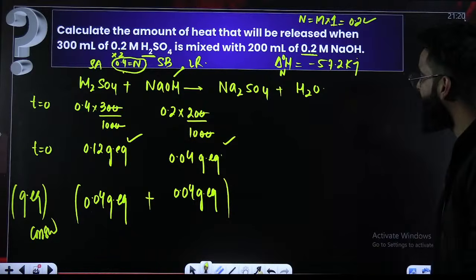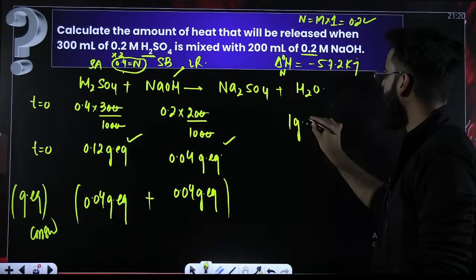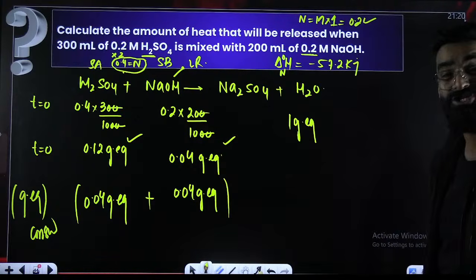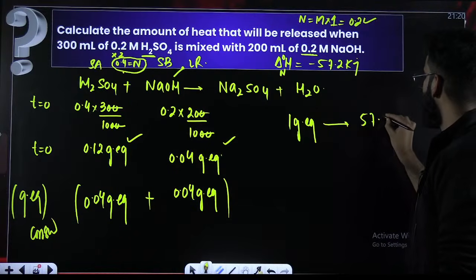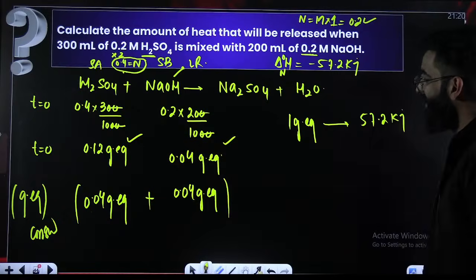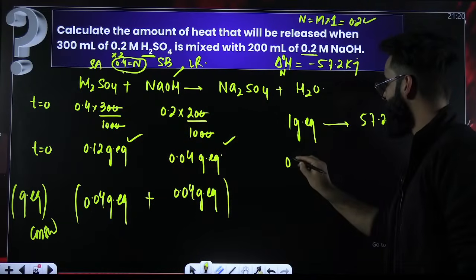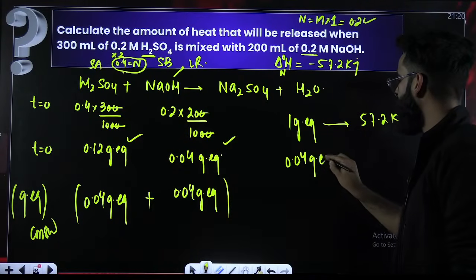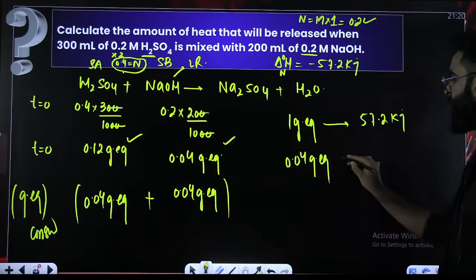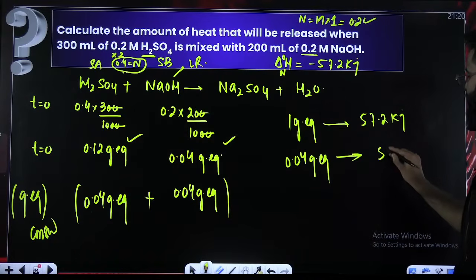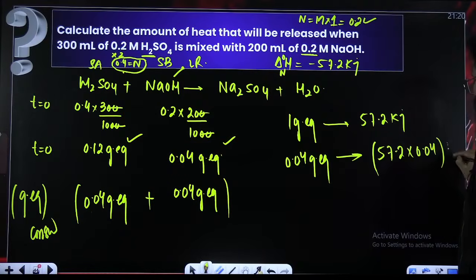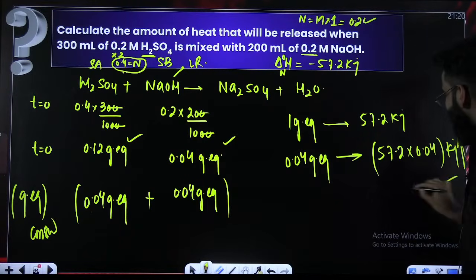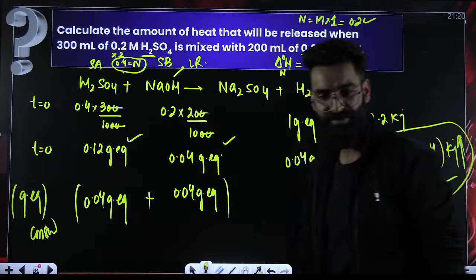Now guys, we already know when 1 gram equivalent of strong acid is neutralized by 1 gram equivalent of strong base, this much amount of heat is released. Now in this case, 0.04 gram equivalents of acid getting neutralized by 0.04 gram equivalents of base, how much heat will be released? Multiplied by 0.04. Whatever value comes out to be, that is the amount of heat which is getting released. I believe this is clear to everyone.